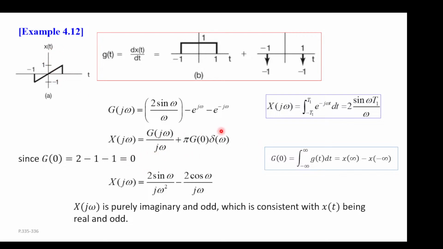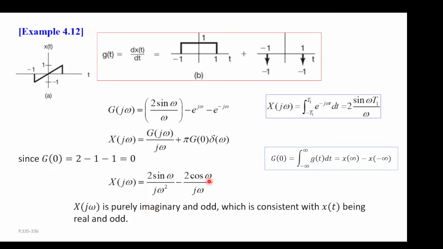So then we plug in everything, and we see that for X of j omega, we don't have the delta function term. So X of j omega is just this thing divided by j omega. So you have this sine omega divided by j omega squared, and then these two things you can combine into cosine omega, divided by j omega. Okay, and then we can do a little checking here.